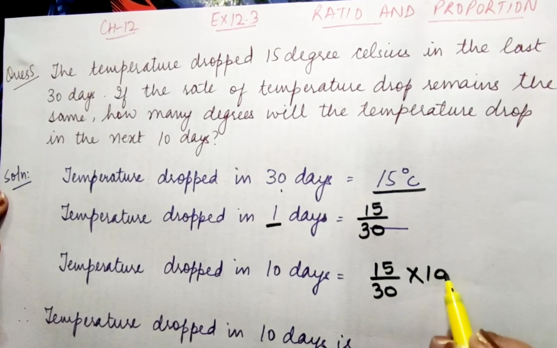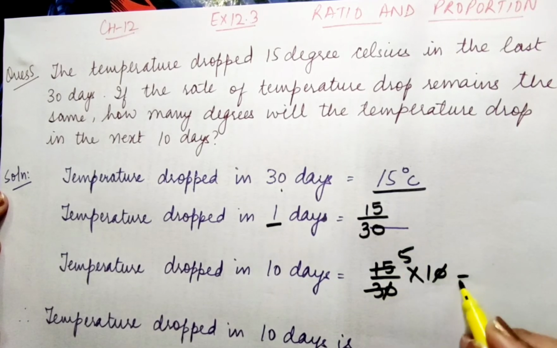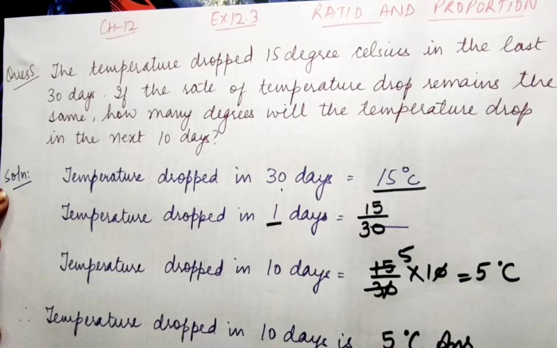So now we can do the calculation. 0 can be cut with 0, 3 5s are 15, and we will get 5 degrees Celsius. So temperature dropped in 10 days will be 5 degrees Celsius. This is the answer line we need to write.